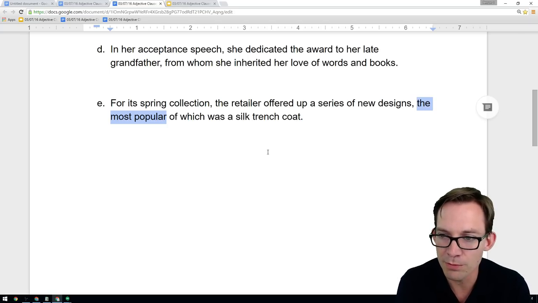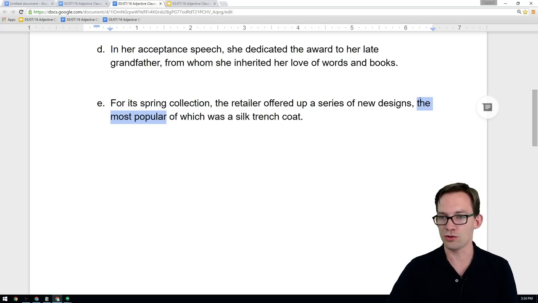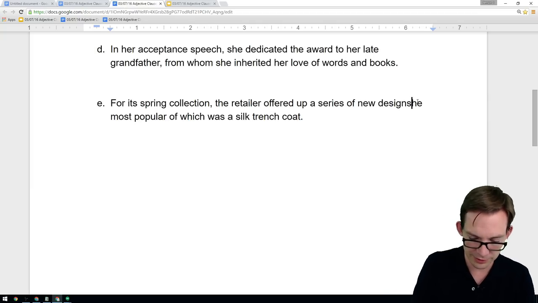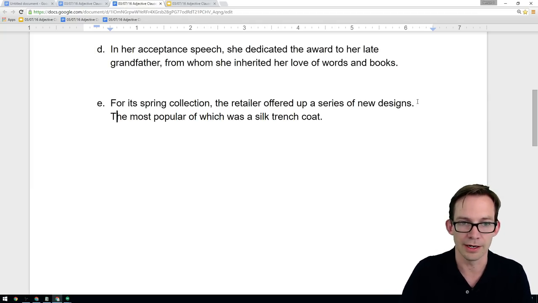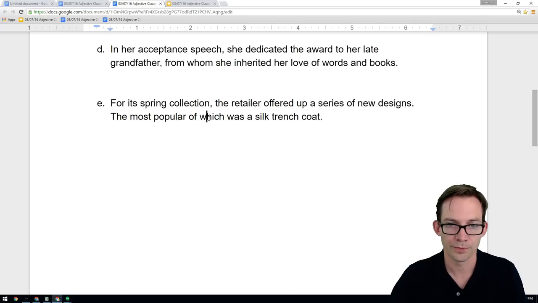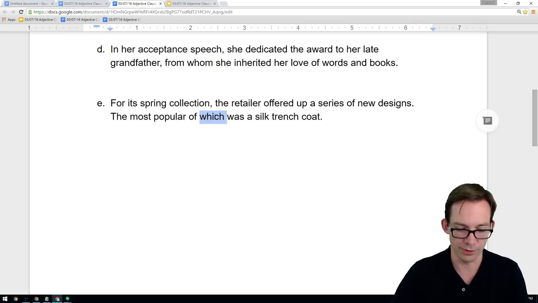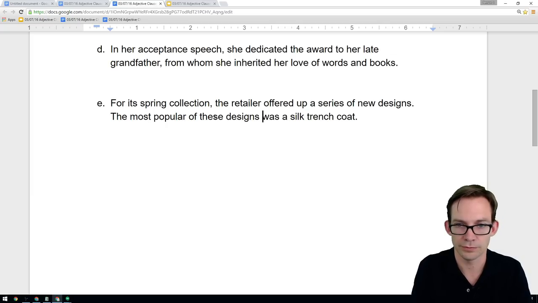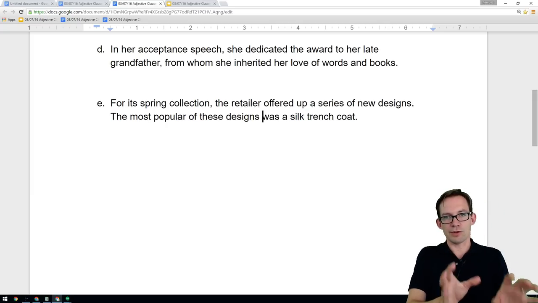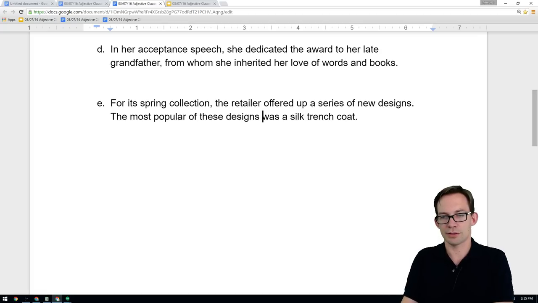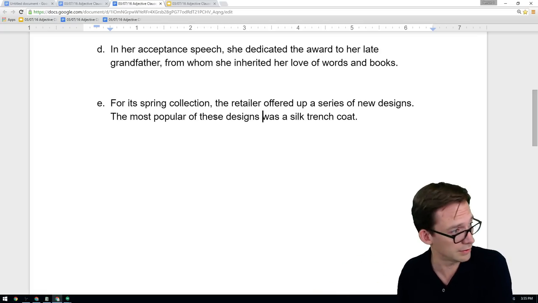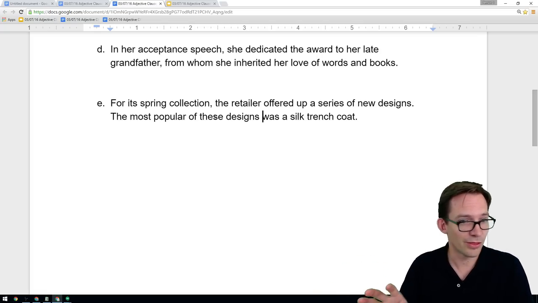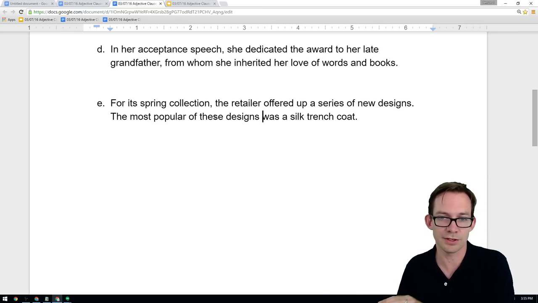But really, if you break it down, if you create a new sentence, now let's simplify it. Let's start a new sentence and go backwards. All right? So for its spring collection, the retailer offered a new series of designs, or a series of new designs, okay? The most popular of these designs was a silk trench coat.